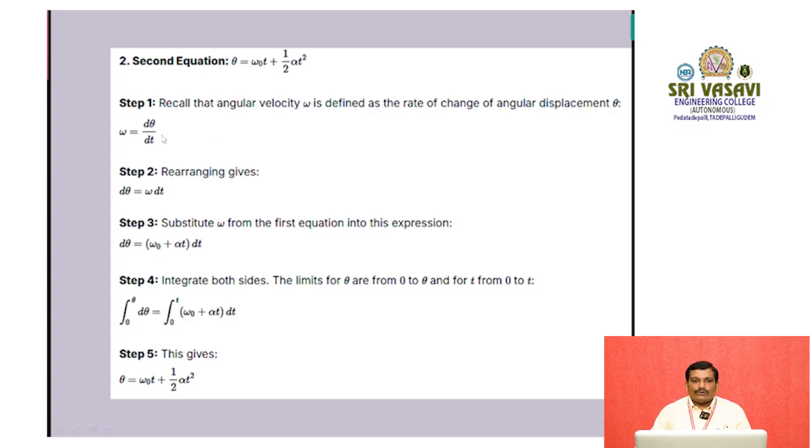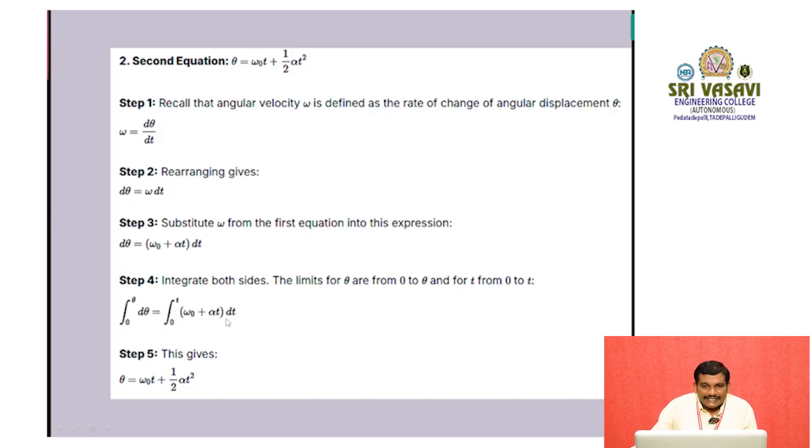Angular velocity is equal to change in displacement by time, d theta by dt. Then d theta is equal to omega into dt. Already we found in the first equation omega, that is omega naught plus alpha t. So d theta is equal to omega naught plus alpha t dt. Integrating on both sides, the lower limit is 0 and the upper limit is theta. Integral d theta is equal to integral 0 to t of omega naught plus alpha t dt. Here integral d theta is theta. By applying the limits, theta minus 0, that is theta.